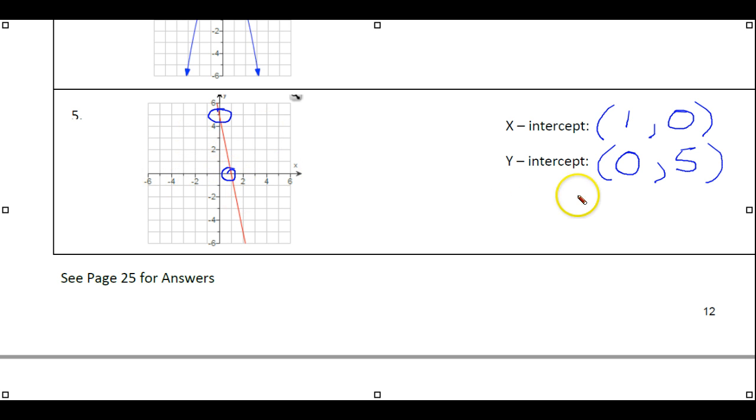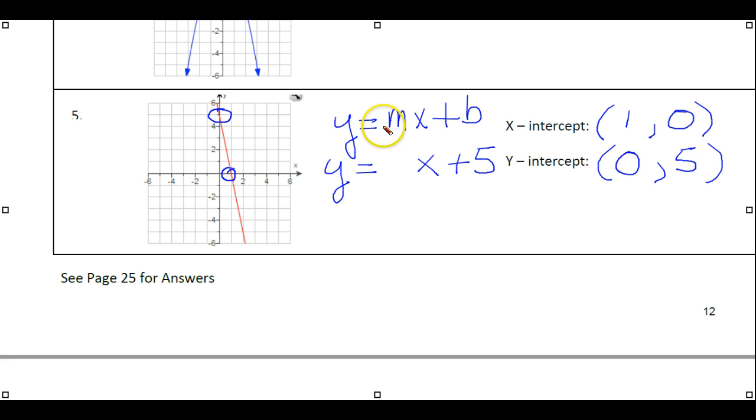Now, while we're at this one here, can anyone tell me what the equation of this line is? Well, let's look at it from the form y equals mx plus b. Well, our b value is our y-intercept. So we know that y equals +5 over here. And all we have to do is put in our slope.